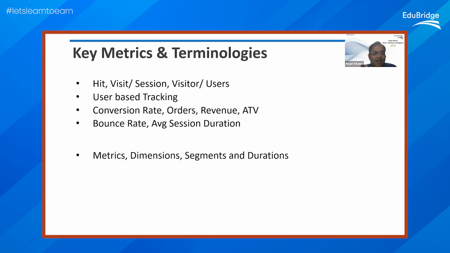All right. So by default, there are things like metrics. Metrics is basically any variable that you want to track. How many visits there were, how much the session duration was, how much the bounce rate was. So this all is a metric.